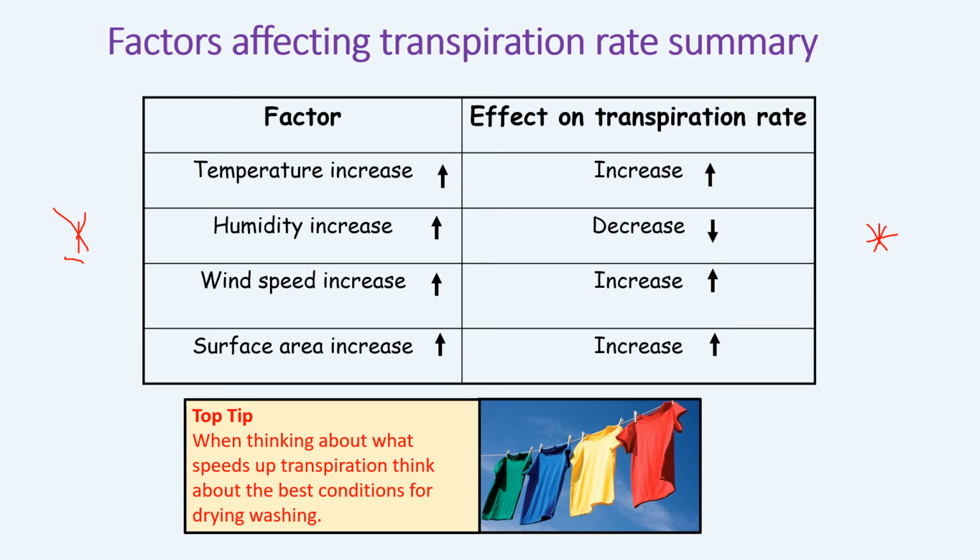So top tip, when thinking about the speed of transpiration, think about the best conditions for drying your washing. So you'd want a lovely warm temperature, you'd want lots of wind, and you'd want a large surface area for hanging up your washing. You would not want humid air around your washing because it would make it damp.